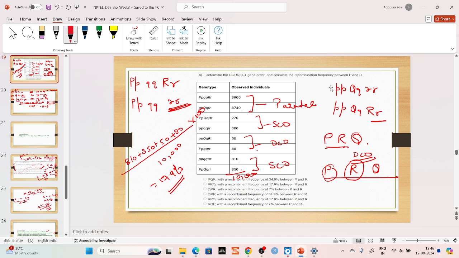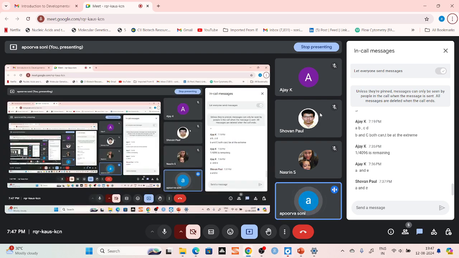I'm just explaining it again so that you can relate it in an even better way. For calculating the recombination frequency between P and R, we need the classes in which recombination in P and R are occurring. And then we found out that these are the classes in which recombination between P and R was occurring, upon total number of offsprings, that means total calculation into 100. So this is how we calculate the recombination frequency. Is it clear to everybody? Is there any doubt?